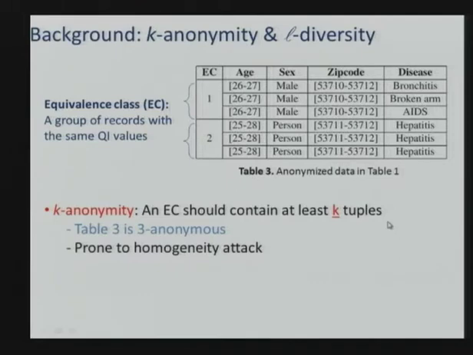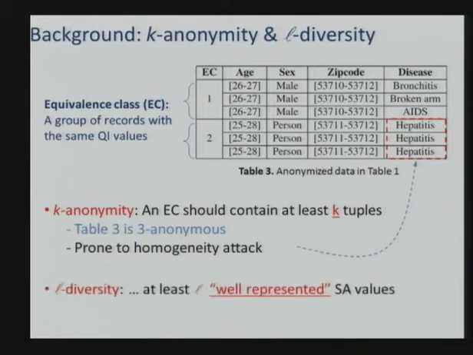However, k-anonymity is prone to the homogeneity attack. For example, here all the sensitive values, that is the disease, in equivalence class 2 are hepatitis. Therefore, once we know that a person is in this equivalence class, we are 100% sure that the person suffers from hepatitis. Therefore, L-diversity was introduced. L-diversity requires that in each equivalence class, there shall be at least L well-represented sensitive attribute values.